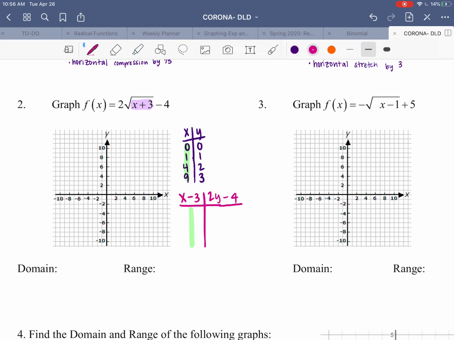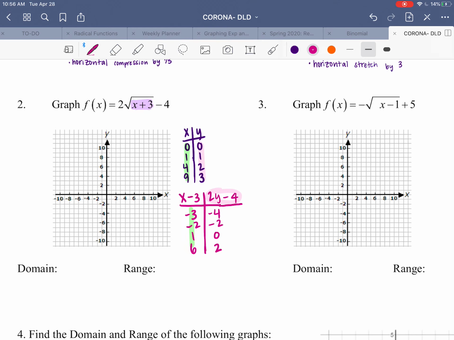So these values are going to transform to be -3, -2, 1, and 6. Okay, and then same thing, we're going to take these y values and plug them in right here for y, and we're going to get -4, -2, 0, and 2.